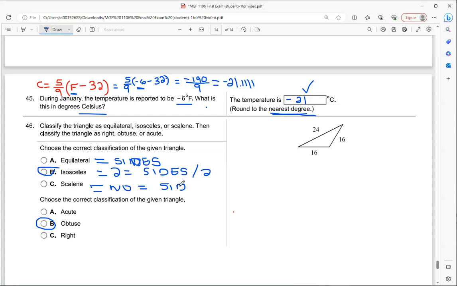And in our example, we were given an isosceles triangle. We have these two equal sides, and then we have an obtuse angle, a big angle that's larger than 90 degrees. So we would label this as isosceles and obtuse.